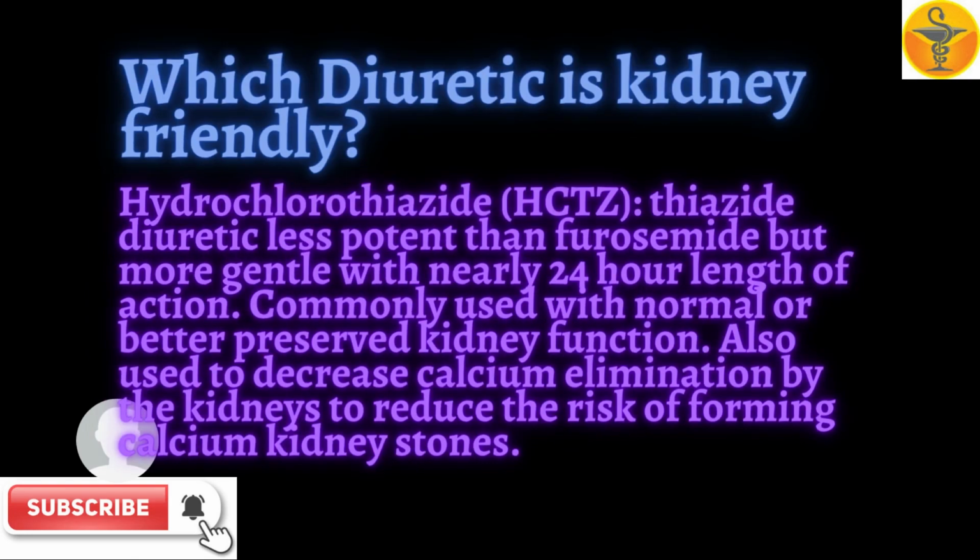Which diuretic is kidney friendly? Hydrochlorothiazide. A thiazide diuretic less potent than furosemide but more gentle, with nearly 24-hour length of action. Commonly used with normal or better preserved kidney function, it is also used to decrease calcium elimination by the kidneys to reduce the risk of forming calcium kidney stones.